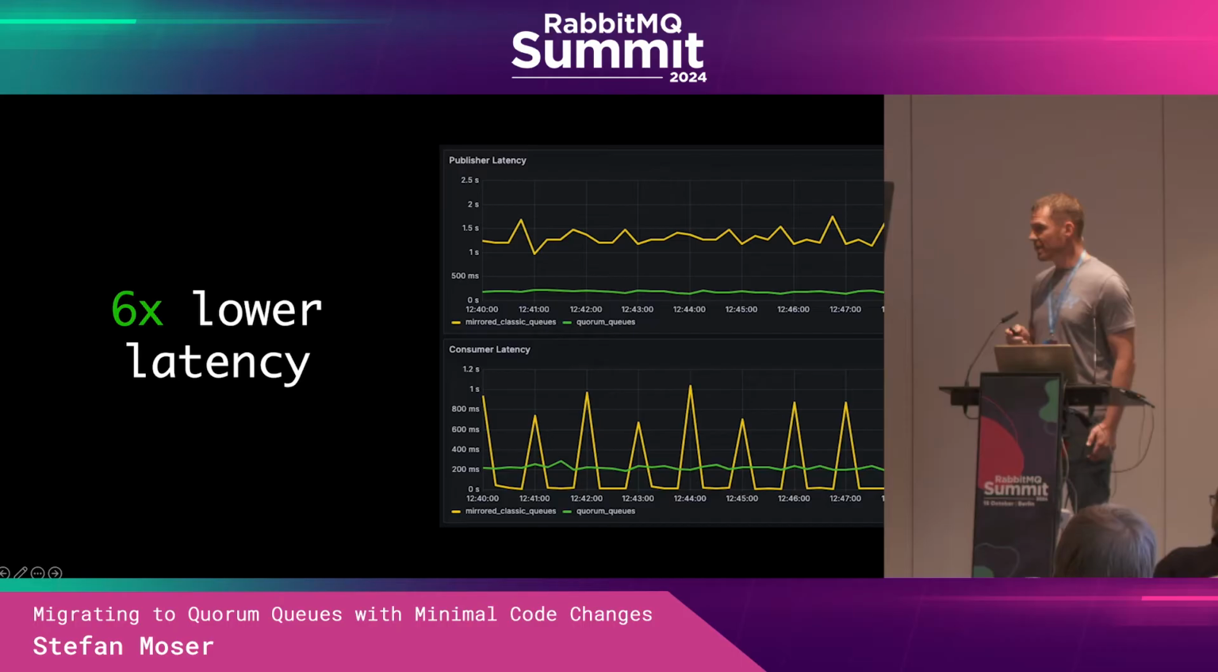In the same benchmark test, if we look at latency, on the publisher latency side, we can see about 6 times lower latency for Quorum queues. And on the consumer latency side, the Quorum queues just have a very consistent consumer latency, and the classic mirrored queues have these really crazy spikes where we see sudden increases in the consumer latency.